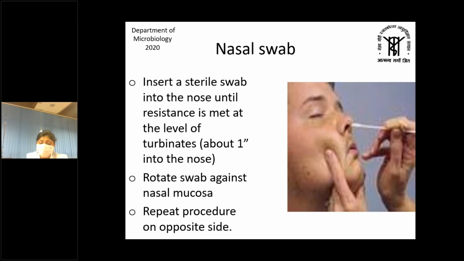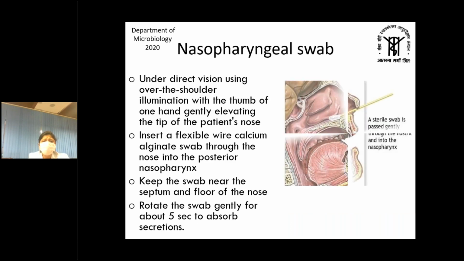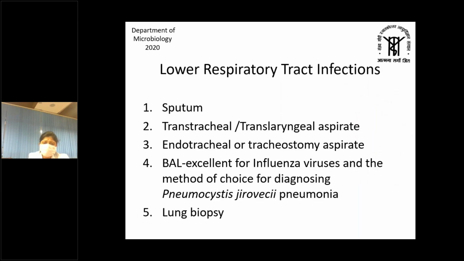For a nasal swab, which in the times of COVID, for COVID testing, is much superior to a throat swab, a sterile swab has to be inserted into the nose till a slight resistance at the level of the turbinates is met, and then the swab has to be rotated, and then you have to repeat the procedure on the opposite side. Similarly, a nasopharyngeal swab may be collected, where you pass the swab through the nostril till it reaches the nasopharynx. For lower respiratory tract infections, we have sputum samples obtained by deep coughing or expectoration, especially for tuberculosis.